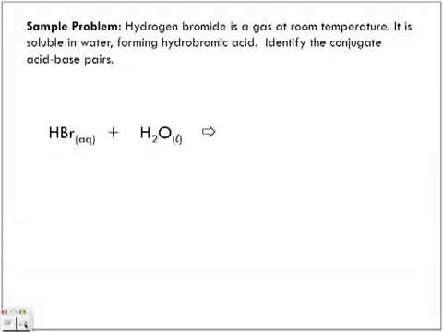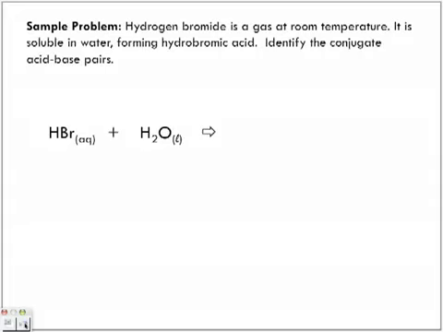So here we're starting off with the reactants. Figure out now what the products will be, and then label which ones are your acids, which ones are your base, which one becomes your conjugate acid, which one becomes your conjugate base. Which one of these is going to act as the acid? HBr, the hydrobromic acid. The water is what's going to act as the base. So which one's going to give up the proton?